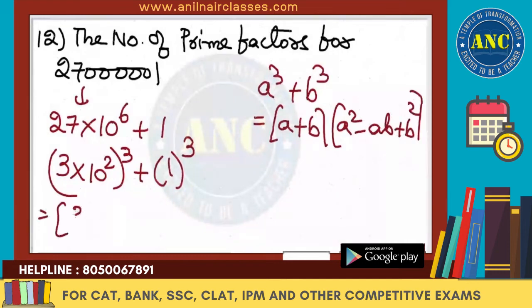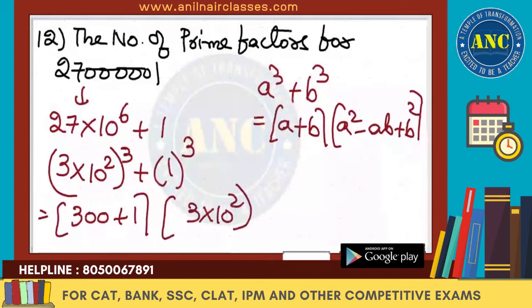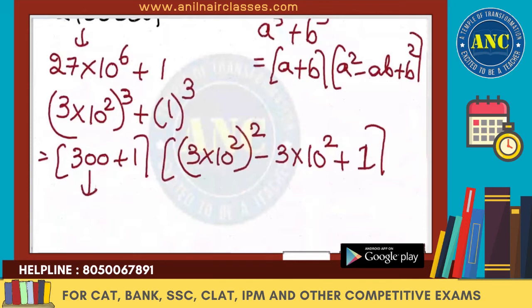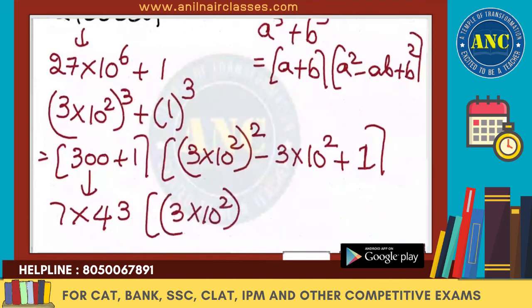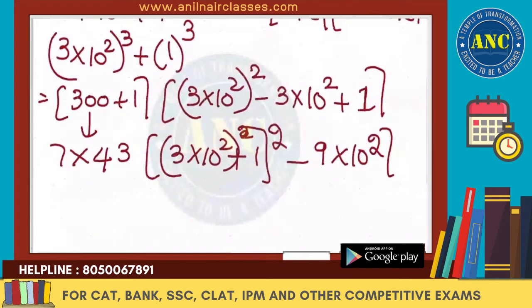This is nothing but (300 plus 1) into ((3 into 10 square) whole square minus 3 into 10 square plus 1 square). 301 is nothing but 7 into 43, into, can I write this like this, a square minus ab plus b square? Can I write like this? Tell me whether I can write like this or not.